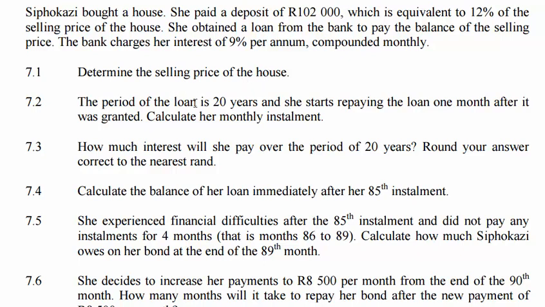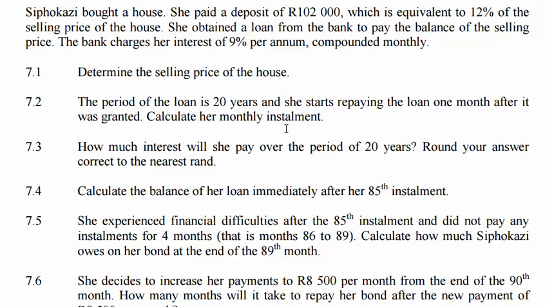I just want to read a few questions. The period of the loan is 20 years. If she starts paying the loan in 1 month after it was granted, do you see that's the normal way of asking this question? We start 1 month after the starting period. Calculate her monthly installments. So there we're going to calculate.